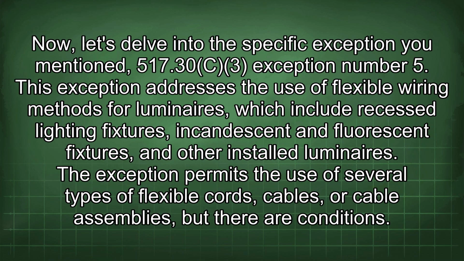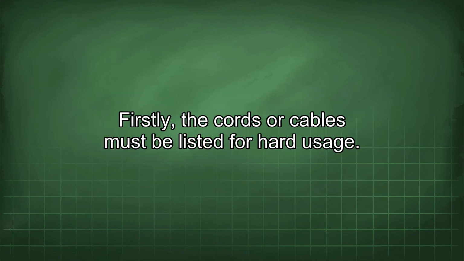Now let's delve into the specific exception you mentioned, 517.30 C3 exception number 5. This exception addresses the use of flexible wiring methods for luminaires, which include recessed lighting fixtures, incandescent and fluorescent fixtures, and other installed luminaires. The exception permits the use of several types of flexible cords, cables, or cable assemblies, but there are conditions. Firstly, the cords or cables must be listed for hard usage.